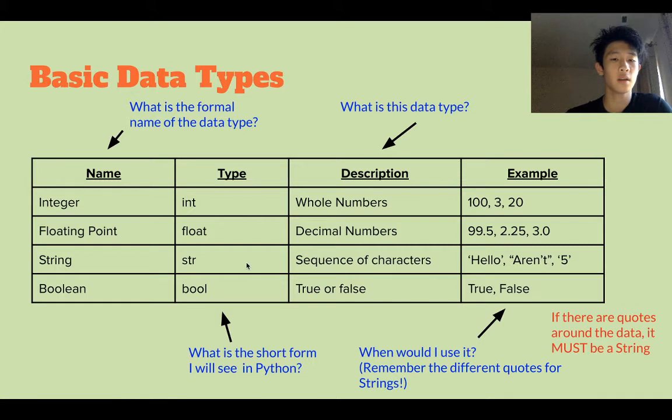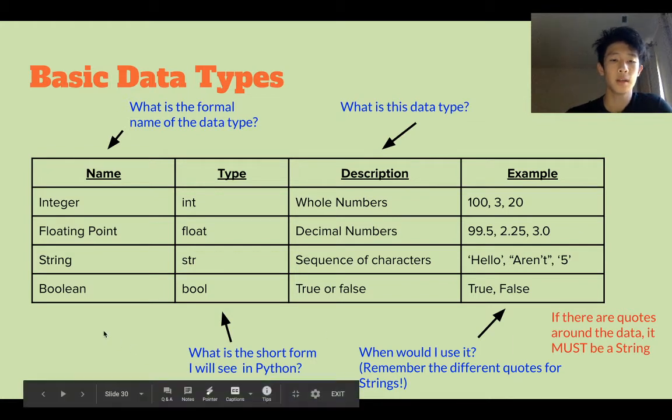So a string, which is str for short in Python, is a sequence of characters like the word hello. Those are five letters, HELLO, and five is also considered a character, as well as aren't. Aren't is a word and it's consisted of these characters. So basically, if you were to type on your keyboard, those are all basically the characters that you can use in a string, and you have to put them in quotation marks.